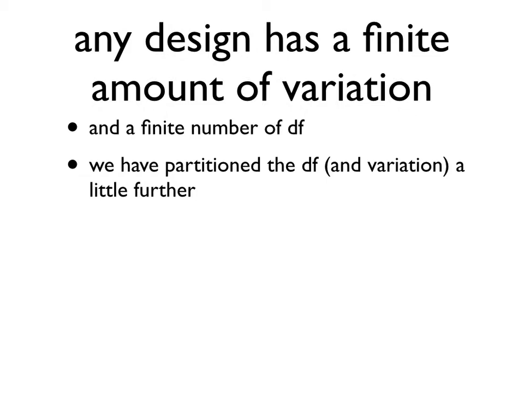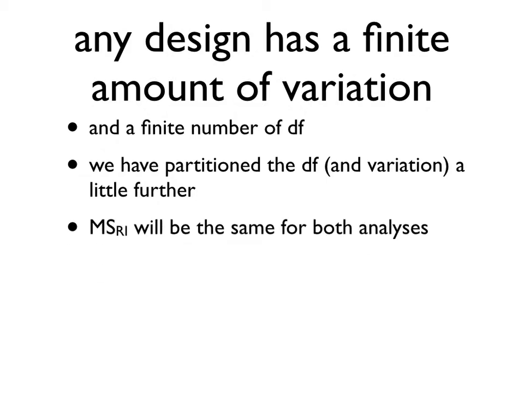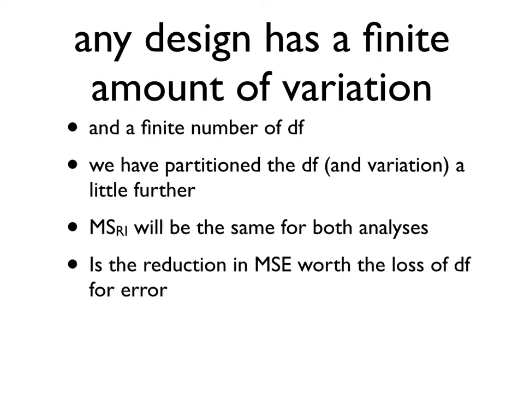We have the same people. We have another variable we can throw in the model, which is people. Pi for people. Mean squared for retention interval will actually be the same for both of those analyses I had there. I didn't give you numbers, but if you made up some numbers, they would be exactly the same. Same degrees of freedom, same variance, same mean squared. The question you're going to ask is, is the reduction in mean squared error worth the loss of degrees of freedom for error?